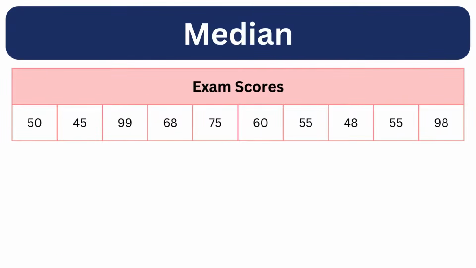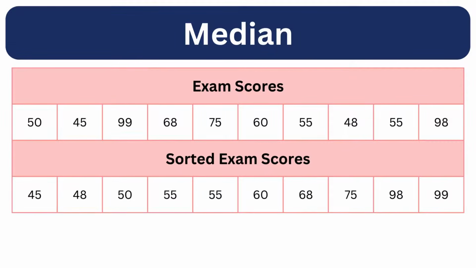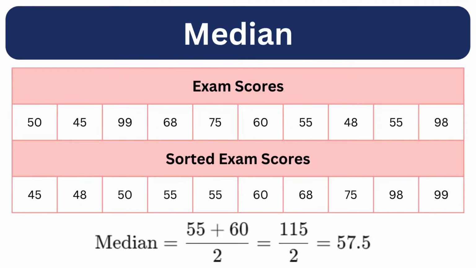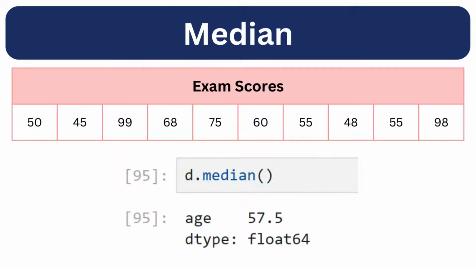Next is median. This is the middle value when all the data points are arranged in order. When we arrange the scores in ascending order, we have an even number of scores. So we take the average of the two middle values, 55 and 60. The median would be 57.5. The median is less affected by extreme values and gives us a better sense of typical score. In Python, median can be calculated using the median function.